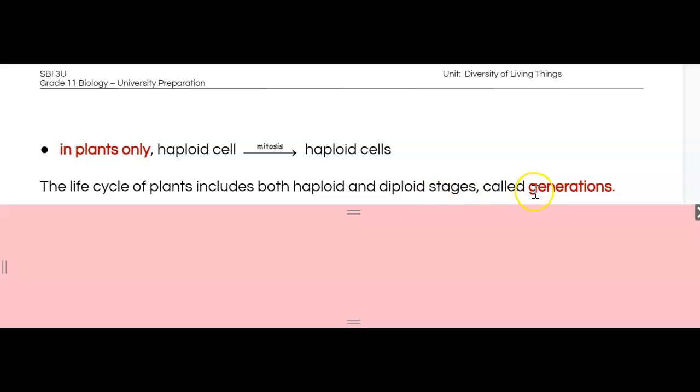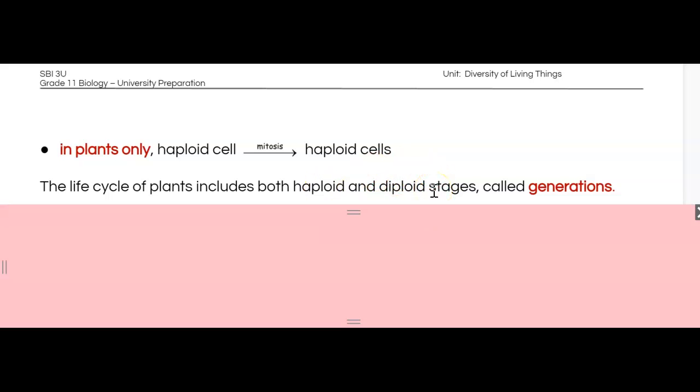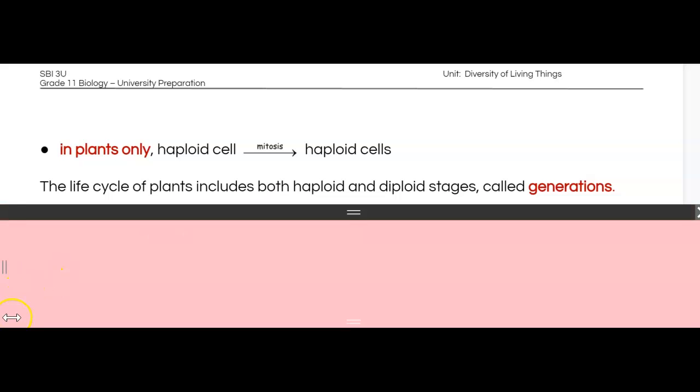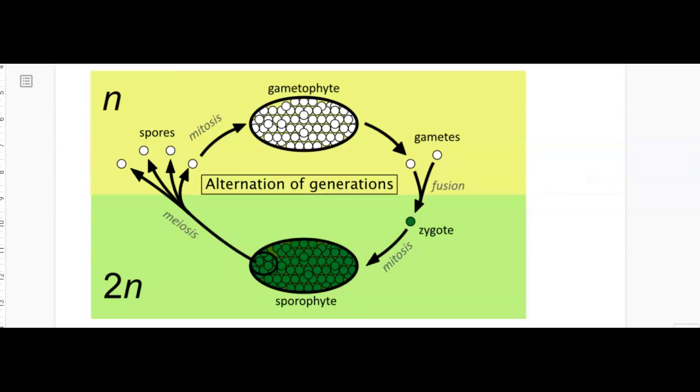Okay, so each of those is called a specific generation. So you have your haploid generation and you have your diploid generation, which is kind of wonky. Okay, so I'm going to show you a diagram that gives you a good overview of this. Let's take a look. All right, so take a look at this diagram.